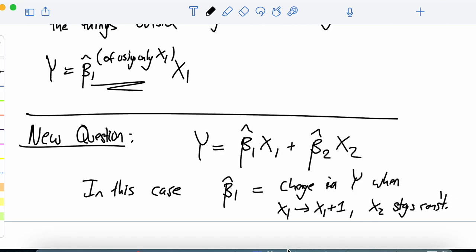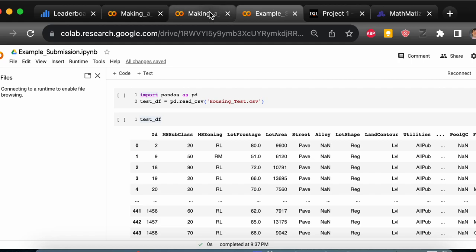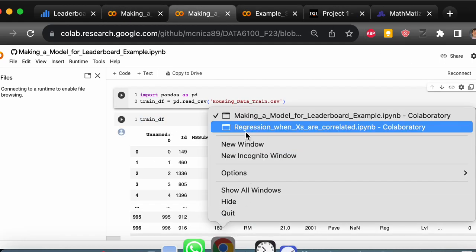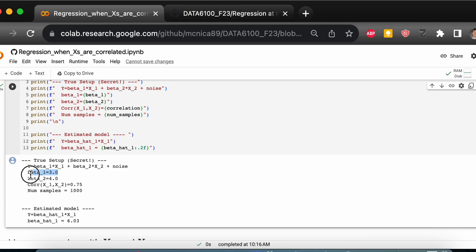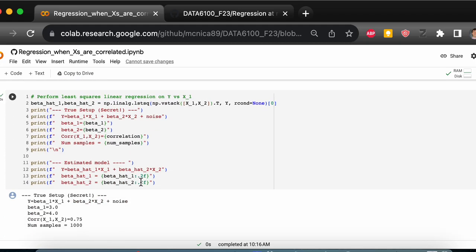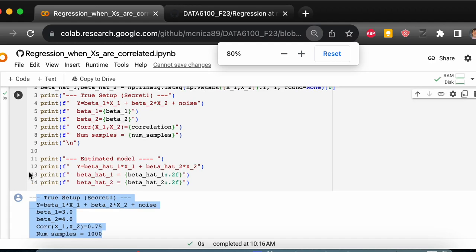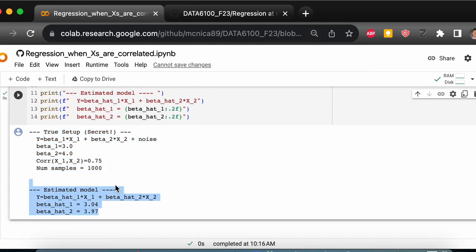Okay, and to really convince you of that, I have also run it in the simulation. Here it is. Before, I ran the regression with only x1, and the true model was 3.0, 4.0. If you simulate it with only x1, you get 6, which is coming from 3 plus 3 quarters times 4. But if you run the regression with x1 and x2, the true setup is still the same secret thing it was before. But now when you estimate the model, beta hat 1 is now 3, and beta hat 2 is very close to 4. So it really is now reflecting the truth. Beta hat 1 is how much y increases when x1 goes up by 1 and x2 stays fixed.